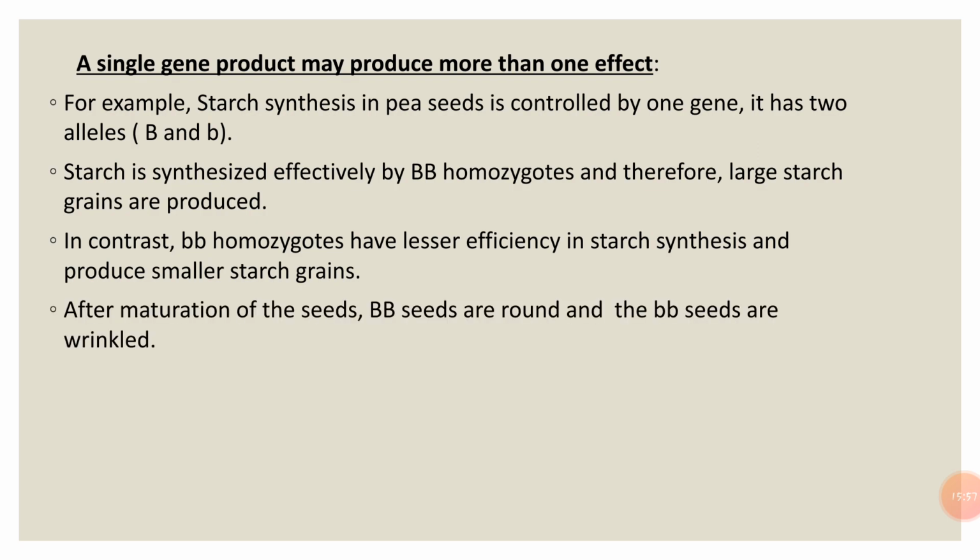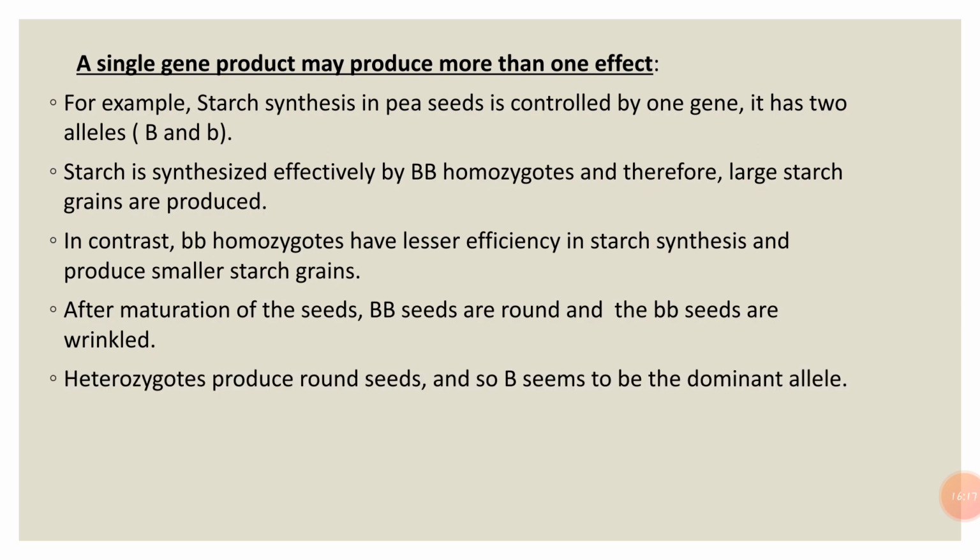After the maturation of the seeds, seeds with capital B and capital B are round, and small b and small b seeds are wrinkled. Obviously the round seeds will have a large amount of starch, whereas the wrinkled seeds will have a lesser amount of starch. Heterozygotes produce round seeds, so B seems to be the dominant allele. Whenever capital B appears with a small b, the seed is going to be round in shape. It means that capital B is dominant over small b.